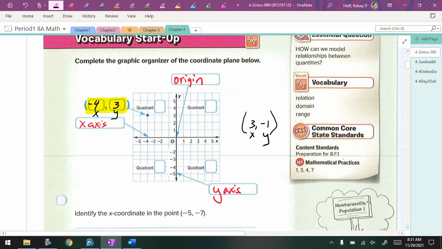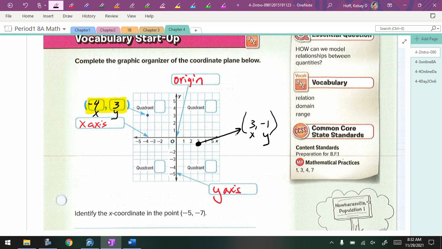Many of you wanted to put a point on 3 and wanted to put a point on -1. But remember, this is only one point. So you have to go 3 on your x and then down 1. You should have put a point right here. 3 on your x, -1 on your y. It is crucial that as 8th graders, you can plot points accurately. It is crucial you know where those are.